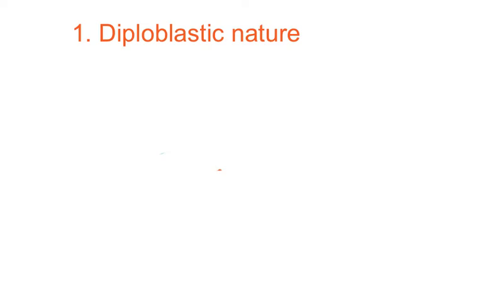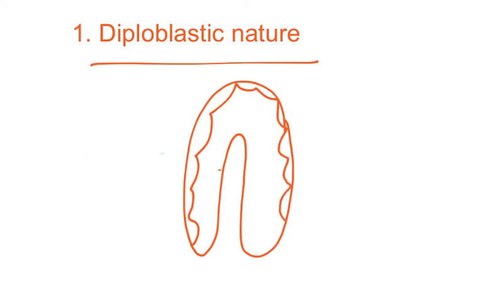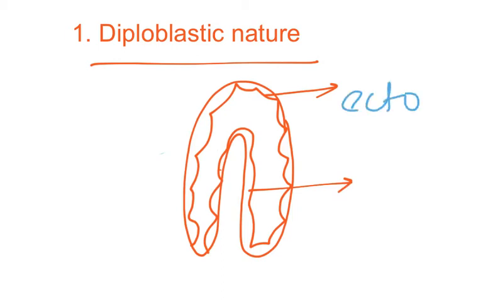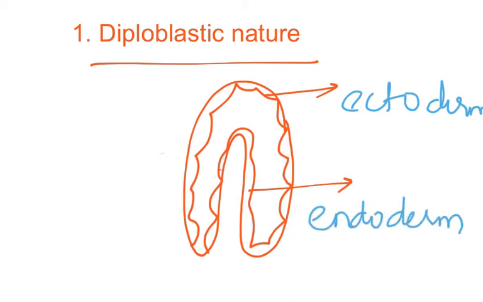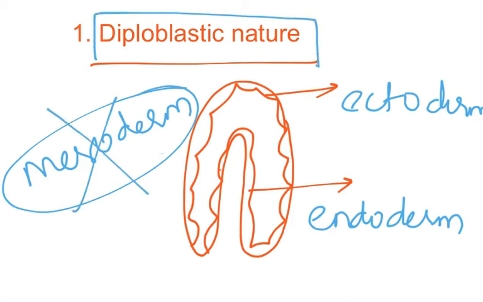Such a condition is called diploblastic nature. So what we said now: in the gastrula, if only two germ layers are present, the outer germ layer is called ectoderm and the inner germ layer is called endoderm, and there is no mesoderm. If there is no development of the third germ layer called mesoderm, we call such a condition diploblastic nature.